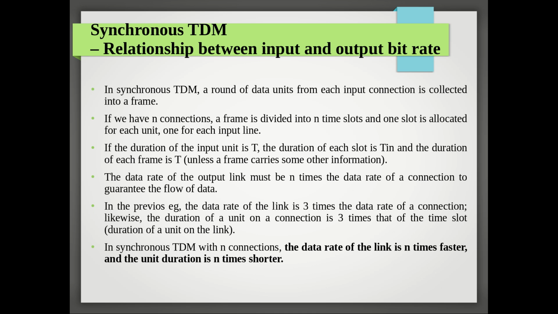The unit of information within a frame: in the previous example, A1, A2 and so on are units of information from source 1, B1, B2 from source 2, and similarly C1, C2, C3. In a frame, A1, B1, C1, we collect each unit of information from all three, and together we make the frame. The duration of a slot in a frame, or the duration of a unit in the outgoing link, is n times shorter, and the data rate of the outgoing link is n times faster. In that way you have to construct your synchronous TDM.